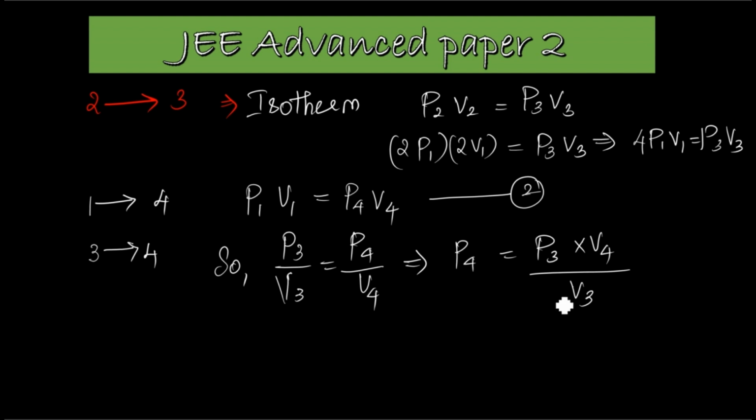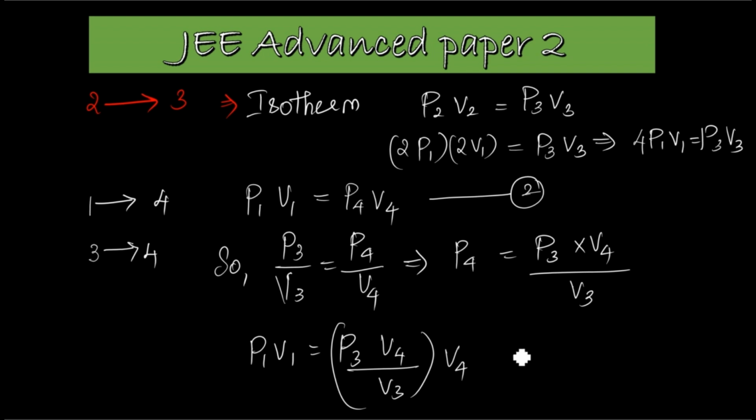Now why do I have to take P4? We are going to substitute it in equation 2. So while substituting P4 in equation 2, P1 V1 equals P3, and instead of P4 I am substituting V4 by V3, that is what the P4 value is, which will give you P3 V4 square by V3. So I am keeping that as equation 3.